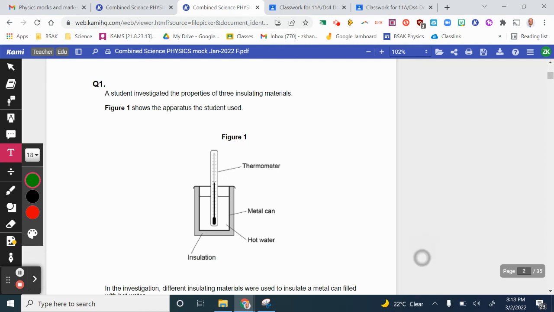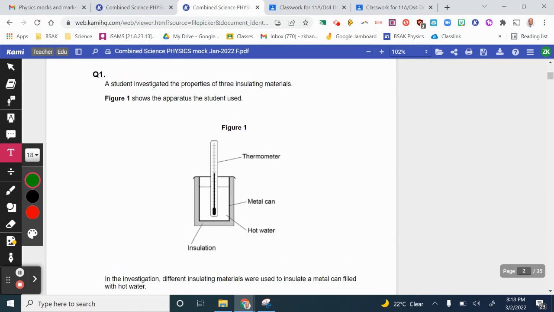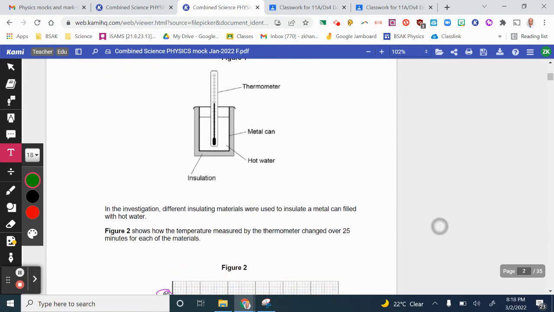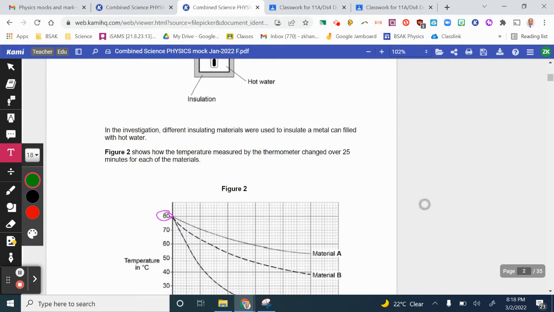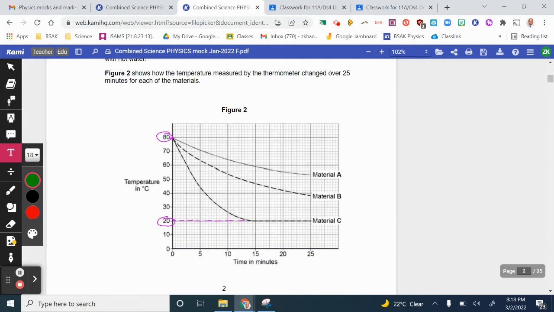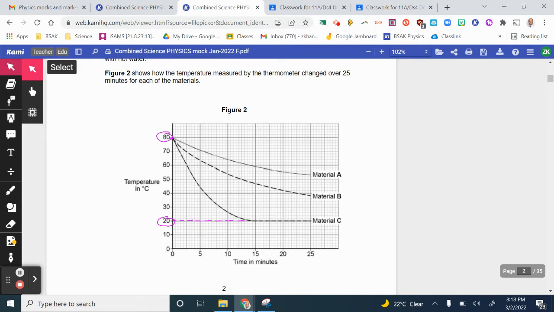Okay, question one. We've got an investigation insulating three materials. Here is a graph representing the cooling curve for each material.